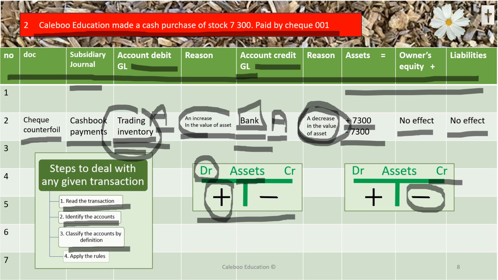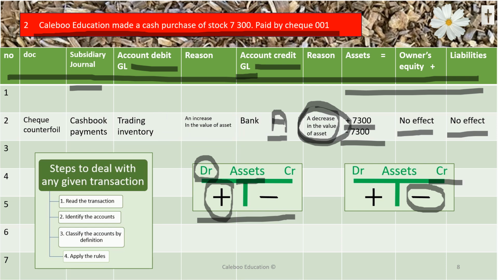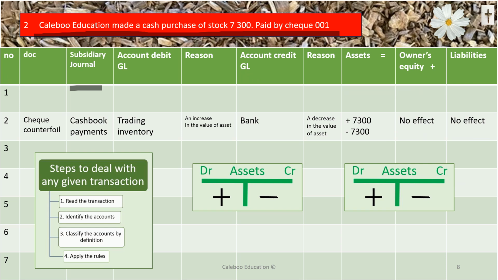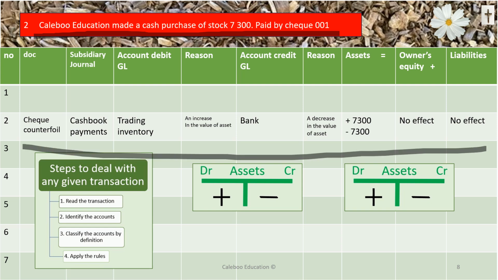So yeah, we've recorded a transaction. Calibre Education purchased stock from the stockists. A cheque was issued, and we've completed this table. So transaction number 2 is now complete in this format.